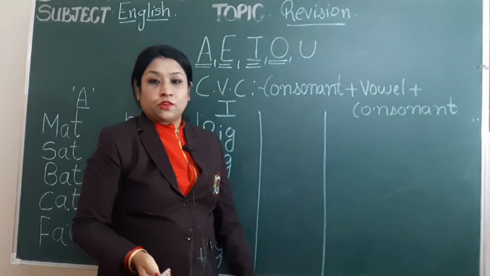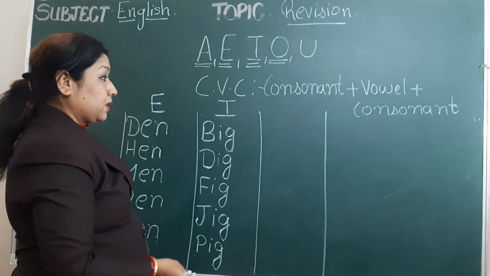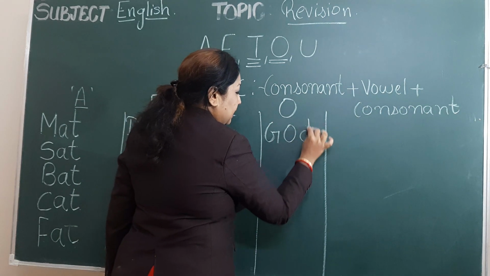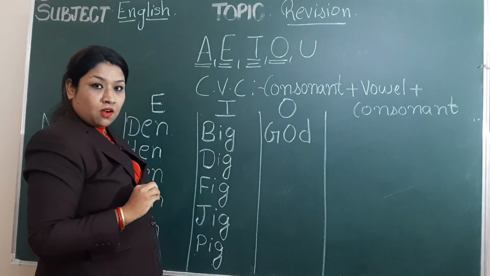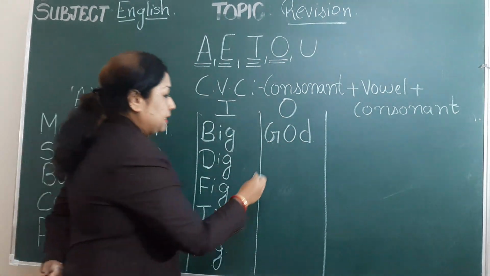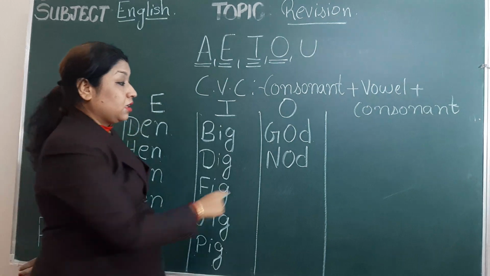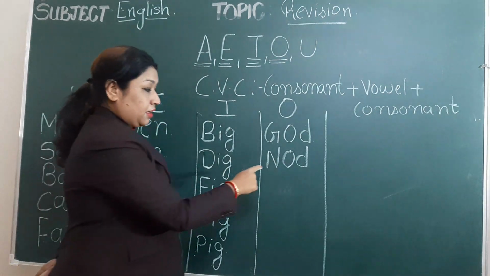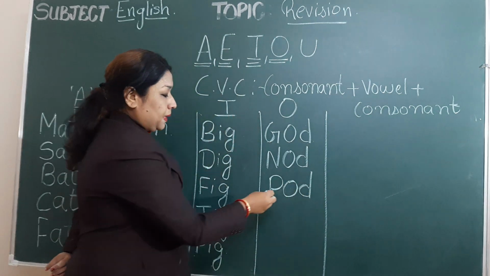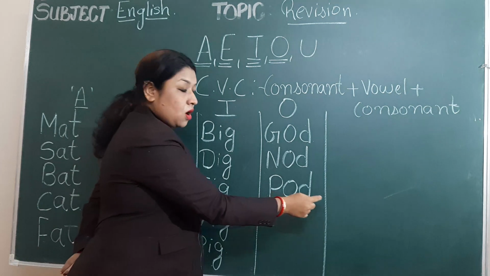How will you say the sound of O? It's o, and the action is on, off. The words of the O category are G O D, god, and N O D, nod. P O D, pod.